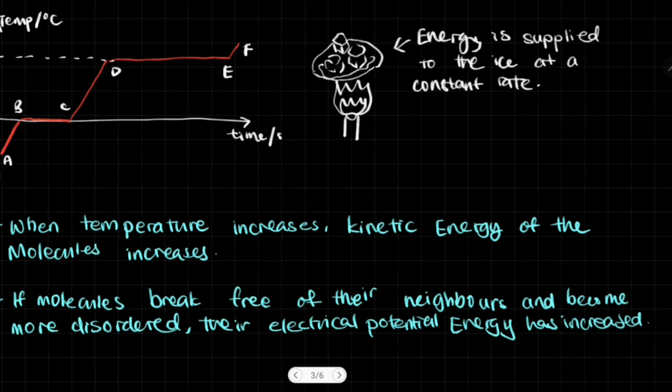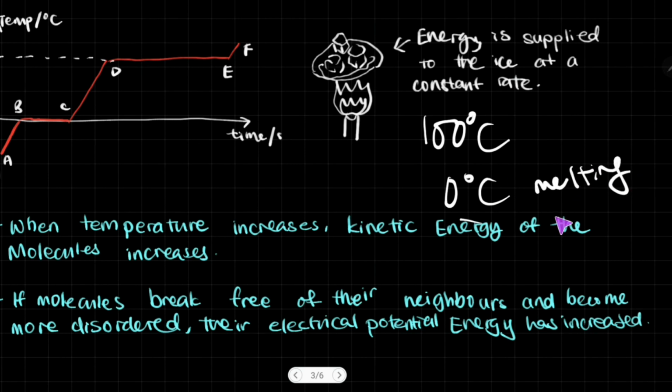Now, the melting point of water is going to be at 100 degrees Celsius, or this is also the boiling point of water, obviously. And the freezing point of water is going to be at 0 degrees Celsius. Oh, hold on, this is the melting point. Melting point or freezing point.